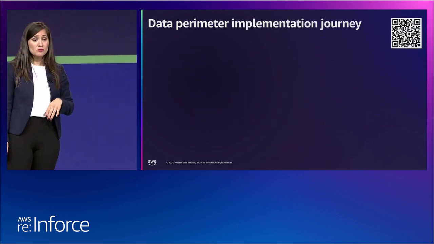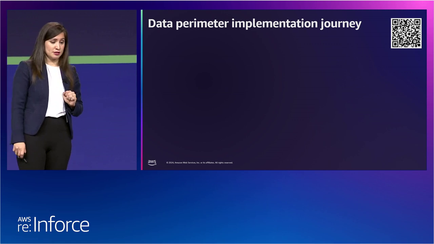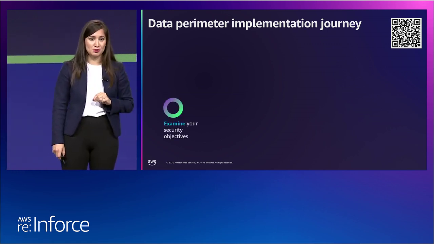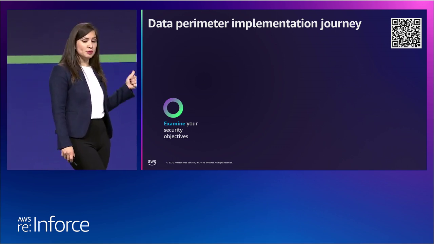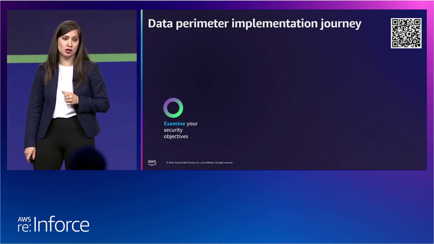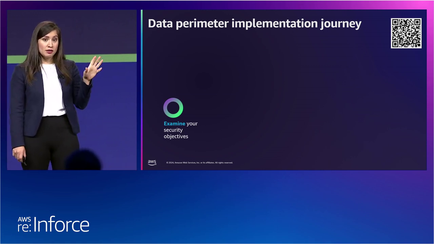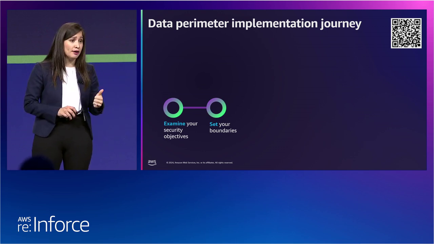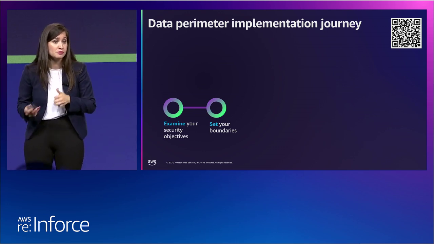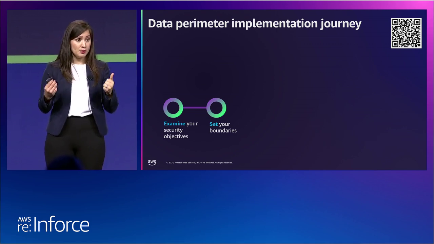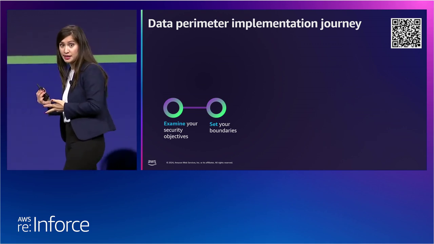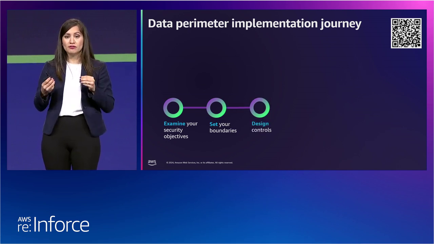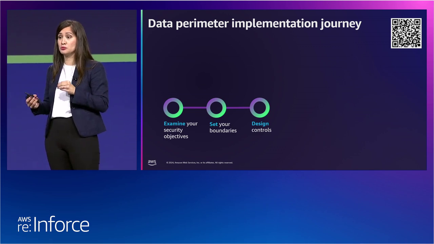Now, we talked about the risks. And this is the first step that you have to go through when you're implementing data perimeter. You do a risk-based assessment, you're examining your security objectives. You then decide what is trusted, what are my trusted identities, do I have any partners that I want to allow access to any of my resources. You define that in your environment. Your trusted resources and your expected networks. And you can use that to design your controls, codify those in authorization policies that are going to be applied to your environment.